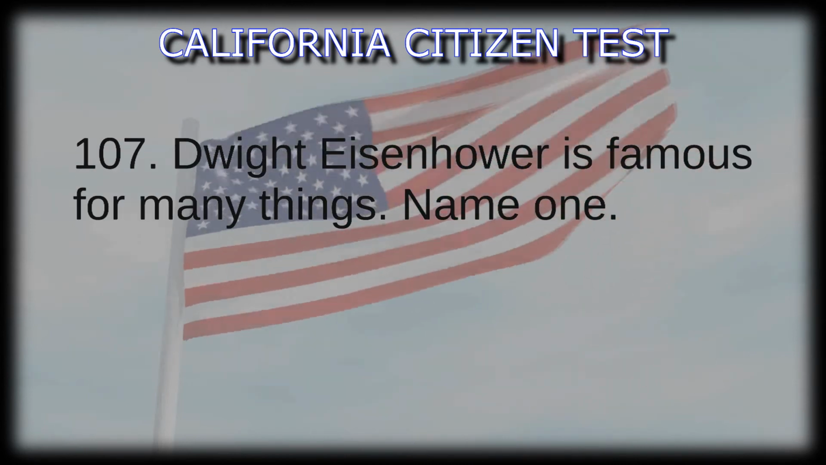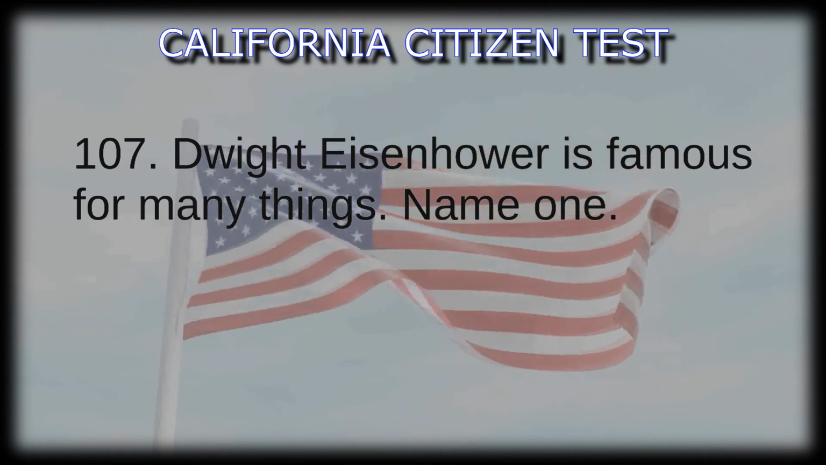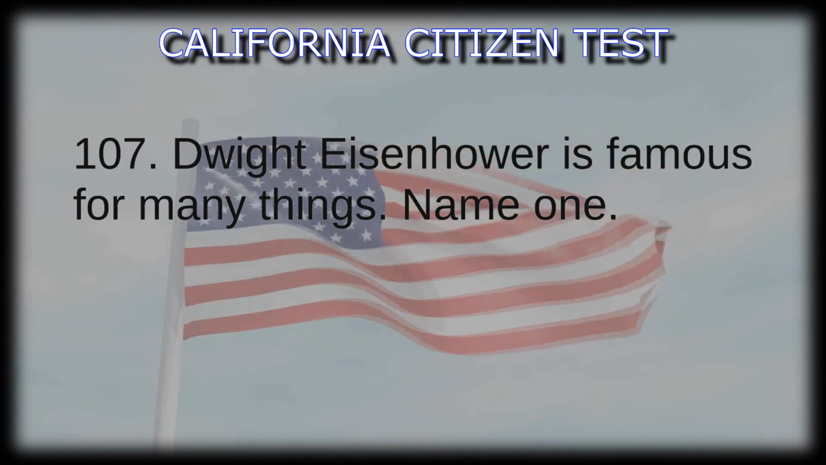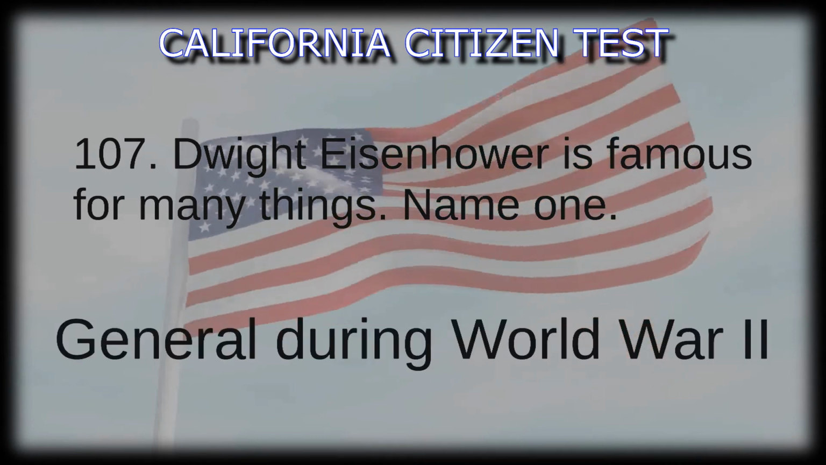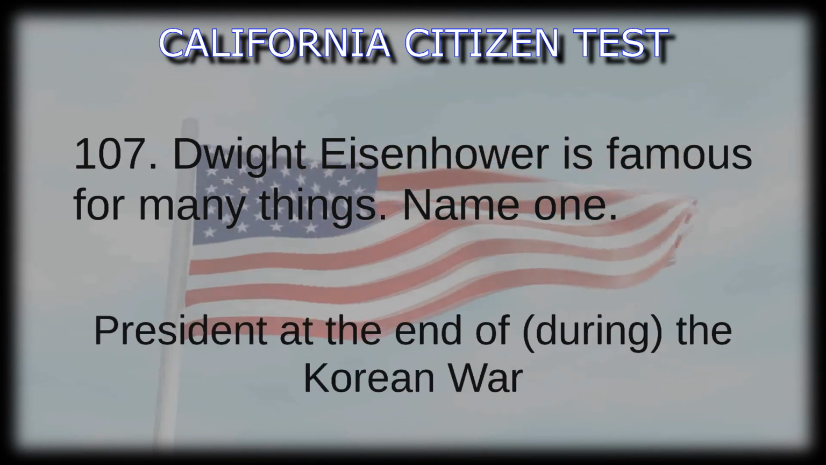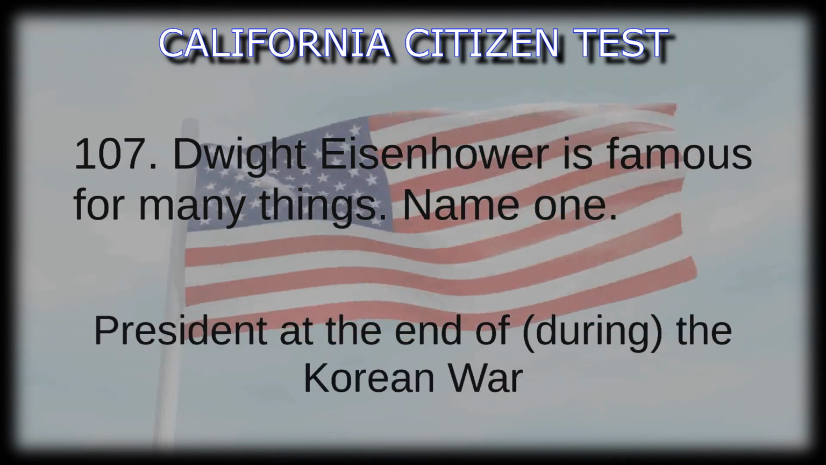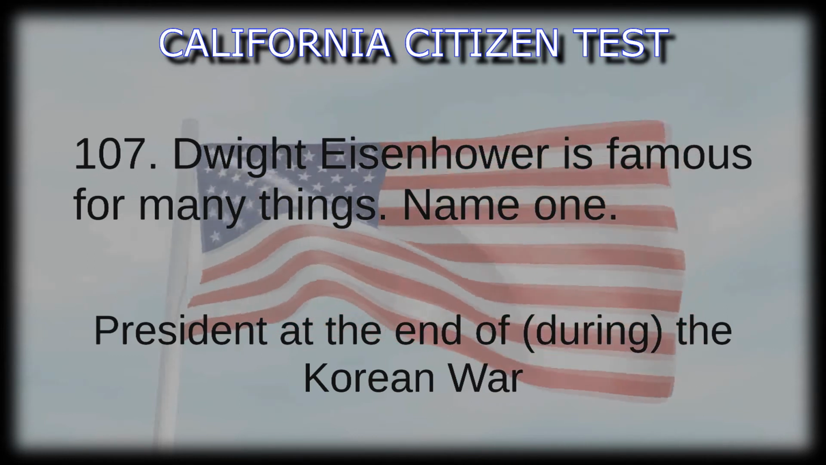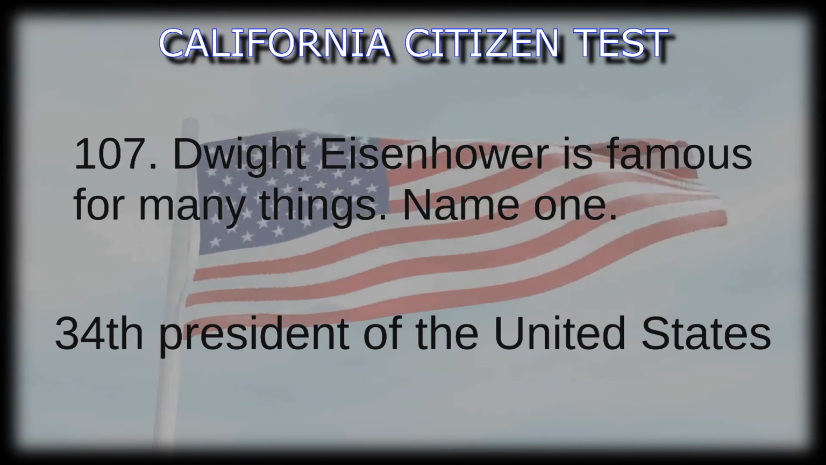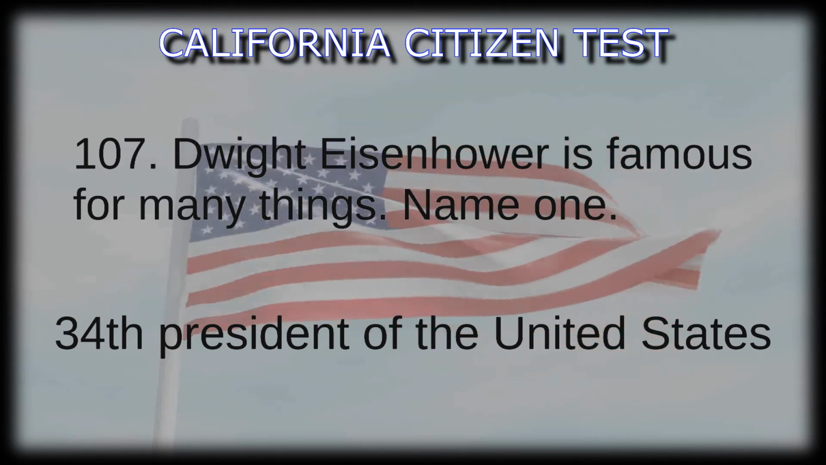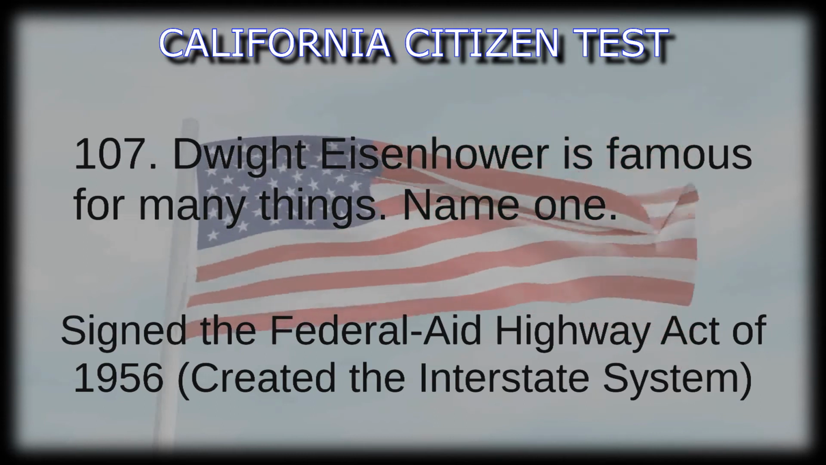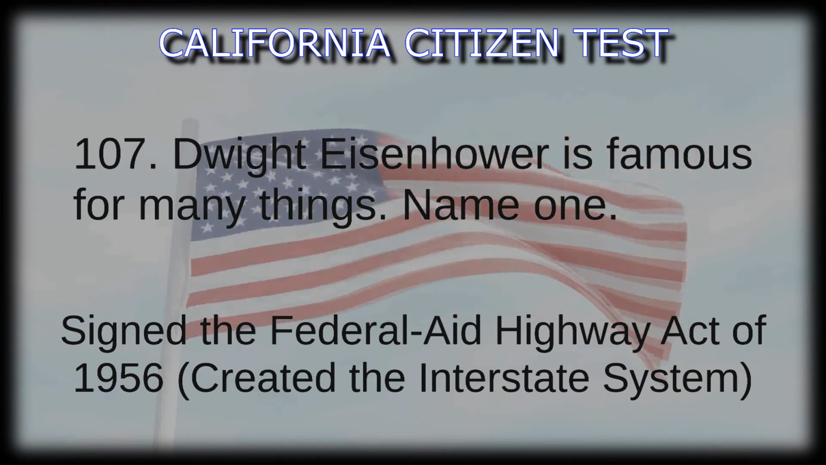107. Dwight Eisenhower is famous for many things. Name one. General during World War II. President during the Korean War. 34th President of the United States. Signed the Federal Aid Highway Act of 1956, created the interstate system.